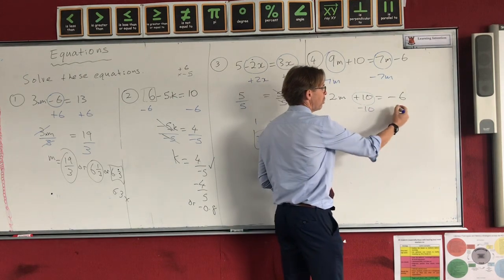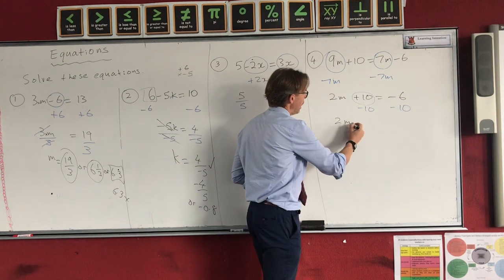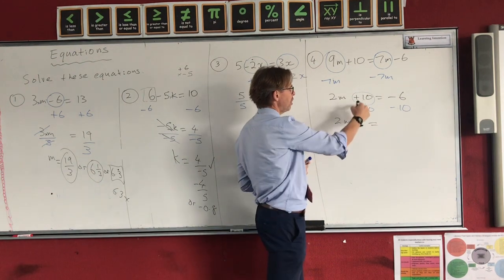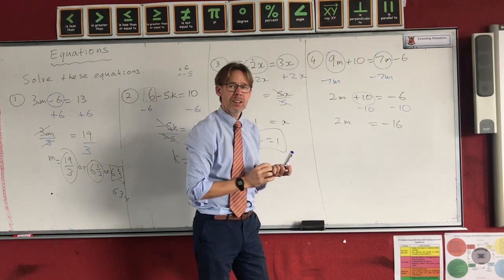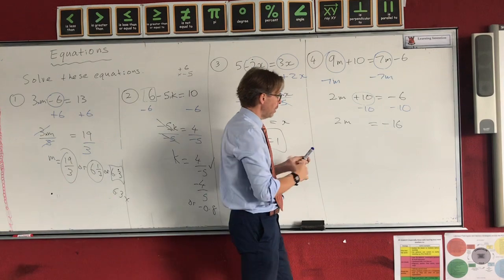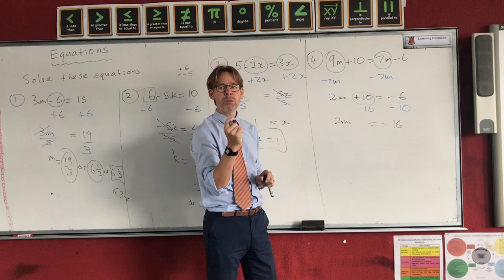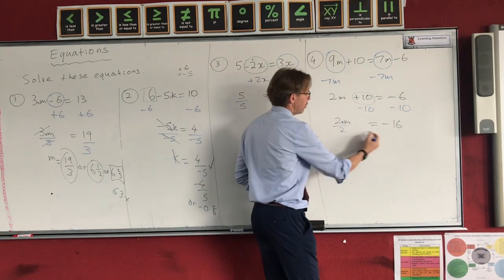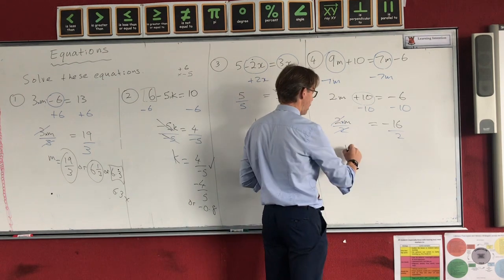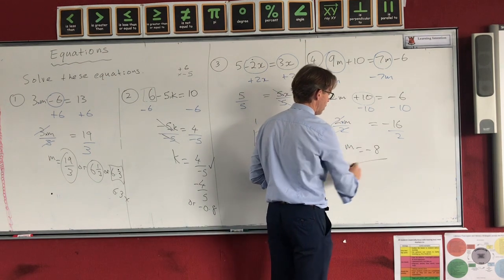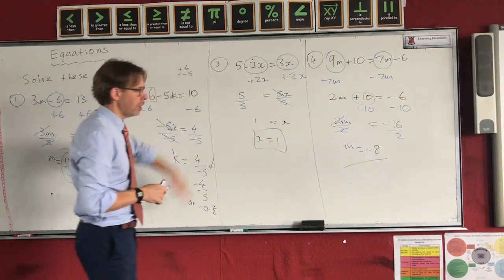So minus 10, make sure you line your numbers up. And then you have 2m equals, now 10 minus 10 is nothing. Minus 6 take 10 is minus 16. Alright, now, last step. Alright, I've got a times 2 there. To get rid of times 2, I do the opposite. Divide by 2, divide by 2, cancel. And you're left with m equals minus 8. That's your final answer. Okay, make sure you copy all of this down into your books.